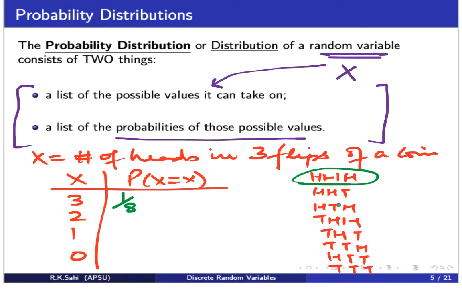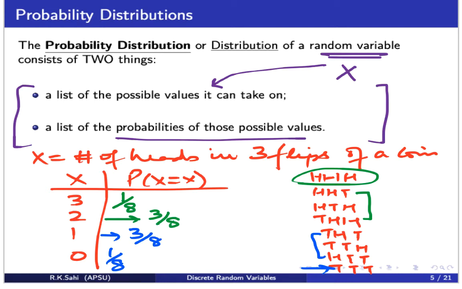Now when it is 2, so 2 means what? There are 3 possible scenarios. So this one is 3/8. Now only one head is appearing. So we are looking at the next 3 here, and the probability is again 3/8. And when not a single head appears, that means we're looking at one possible scenario, all tails, 1/8.